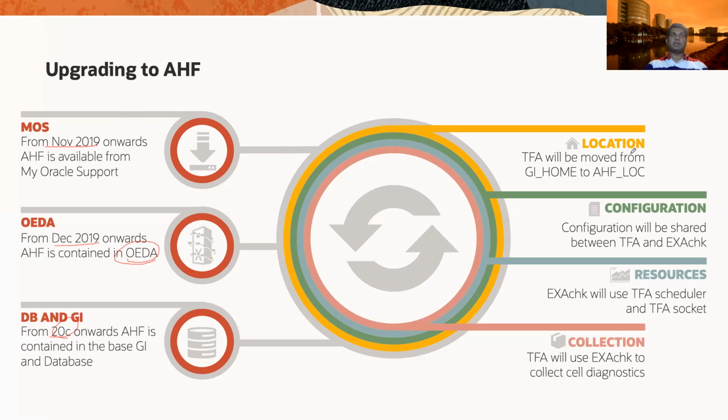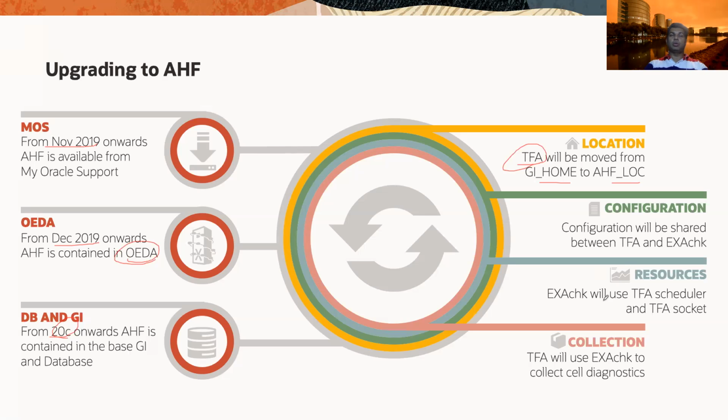Now, a couple of changes. All the tools that are under AHF are moved out of the GI home into the AHF location home, which is a separate home. All the tools are maintained in a separate home from the software homes. So it basically makes software lifecycle management a lot easier.